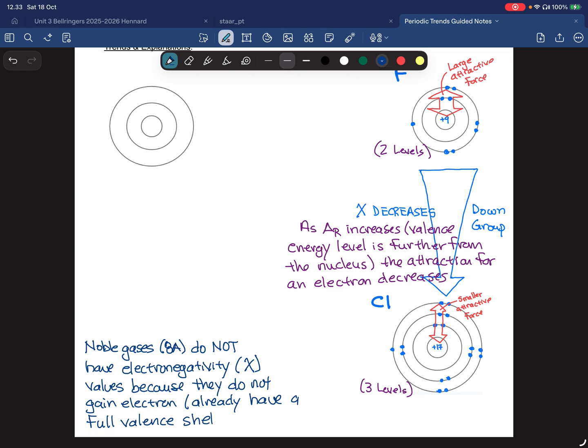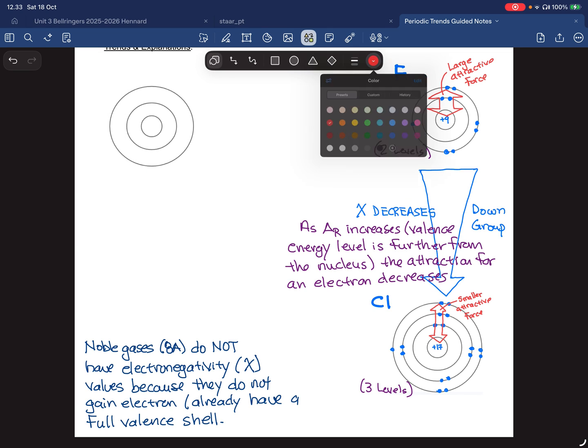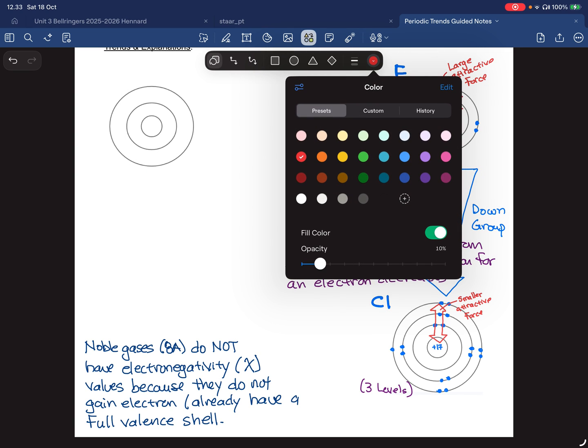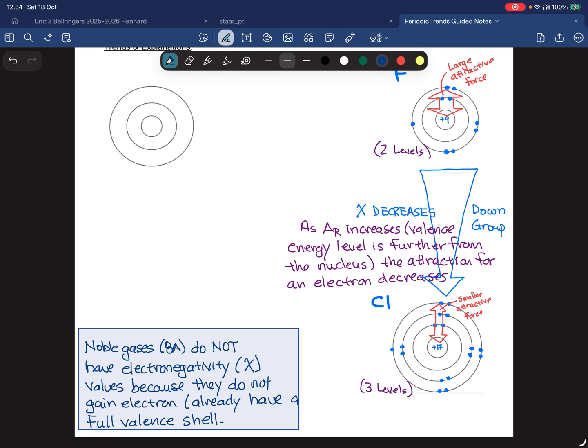So that's why you will not see noble gases with electronegativity values. And let me put a little box around that because that's really not part of the regular explanation. It's just an explanation for why noble gases don't have that. All right, so back to what we were doing.